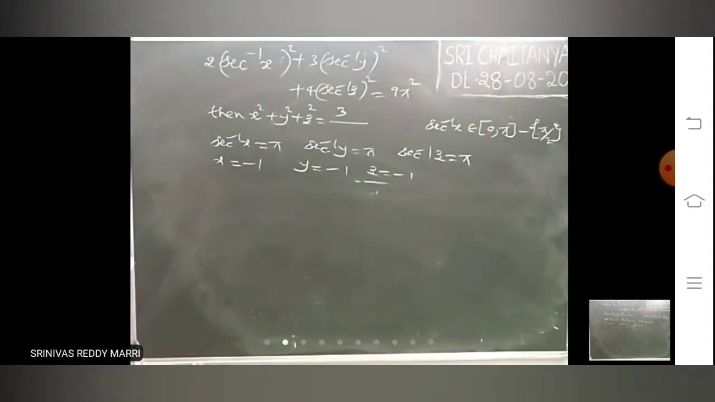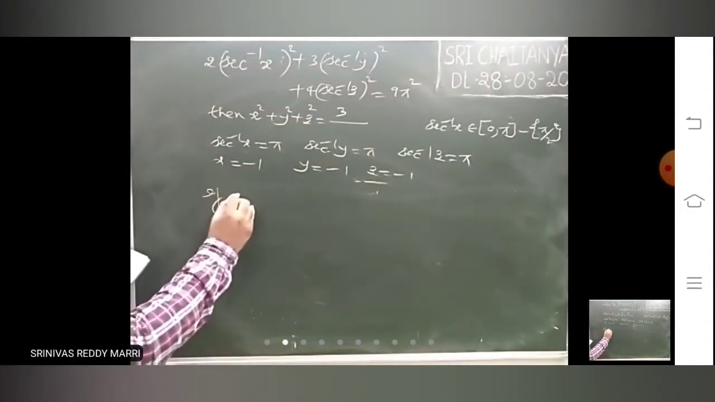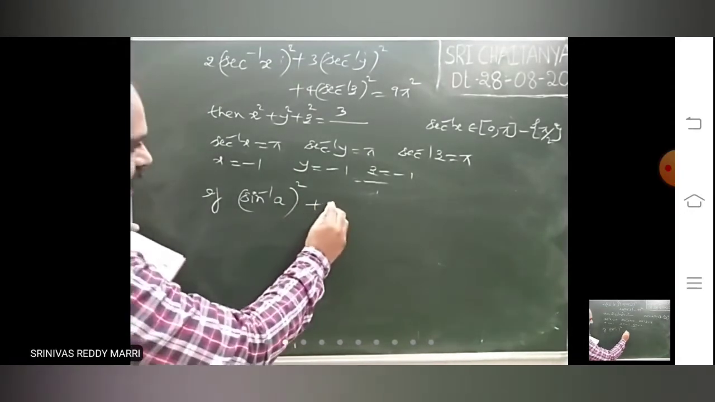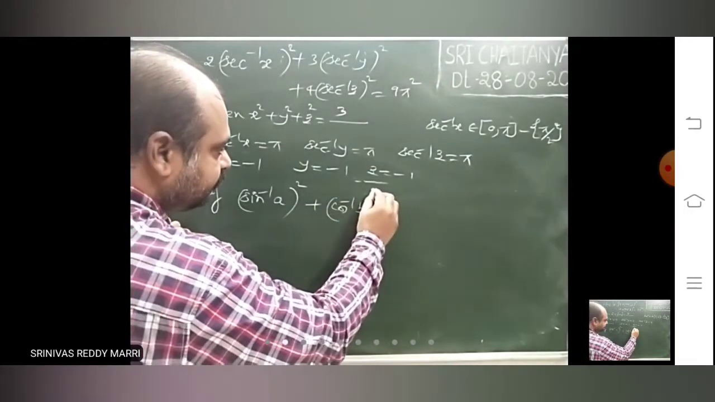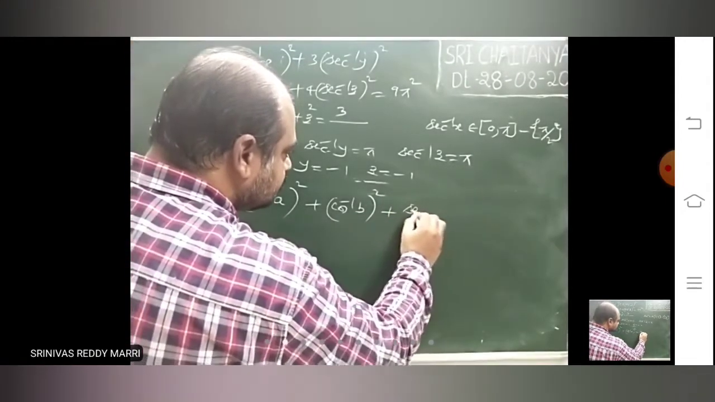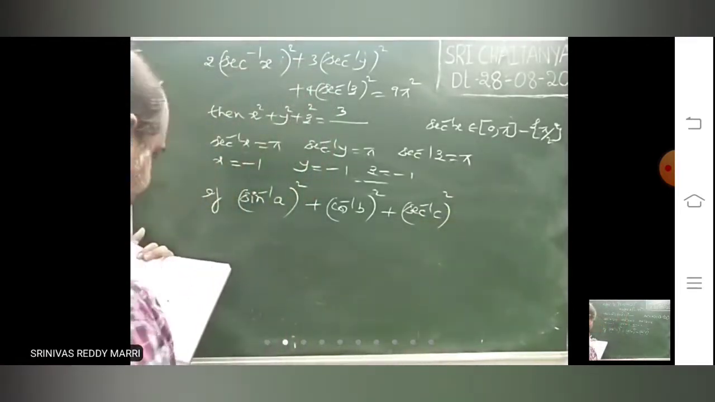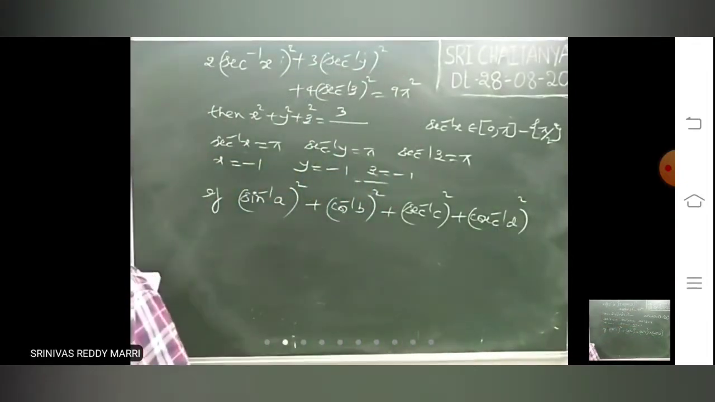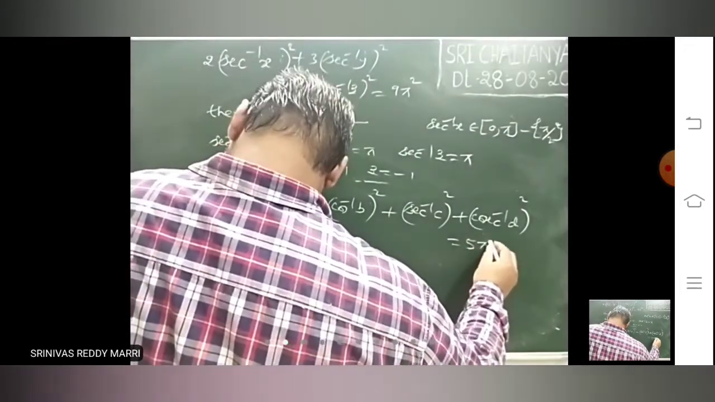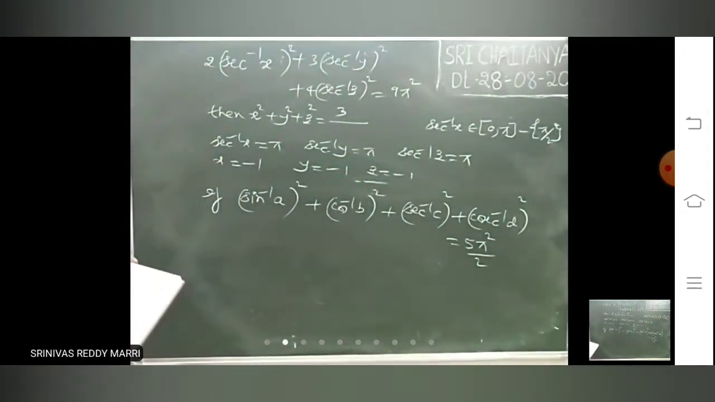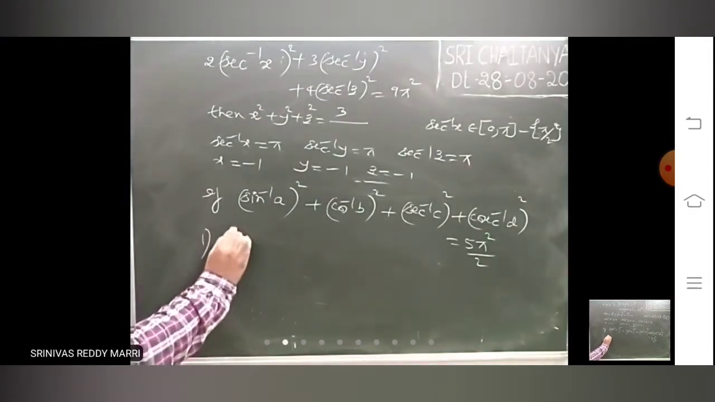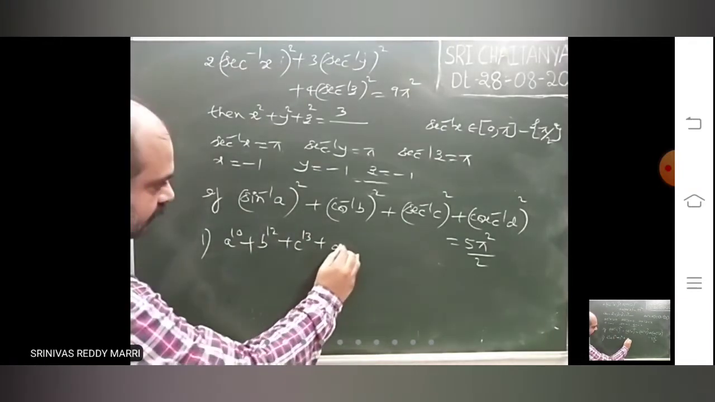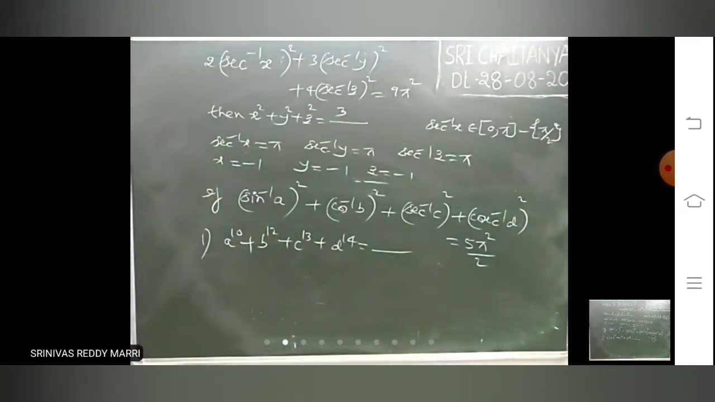Okay, suppose another example. If sin inverse A whole square plus cos inverse B whole square plus secant inverse C whole square plus cosecant inverse D whole square equal to 5 pi square by 2, then a power 10 plus b power 12 plus c power 13 plus d power 14 equal to dash. Look at this problem.